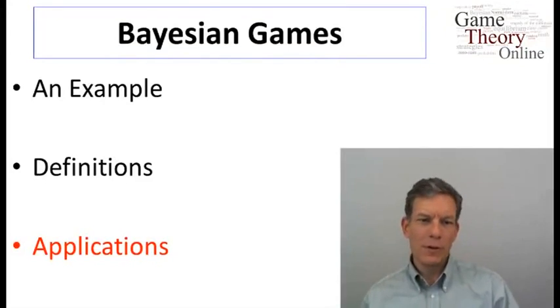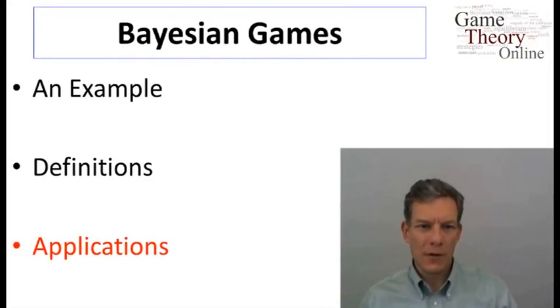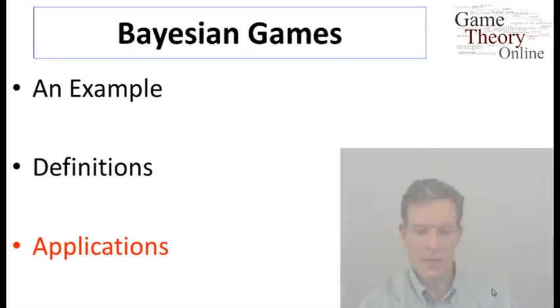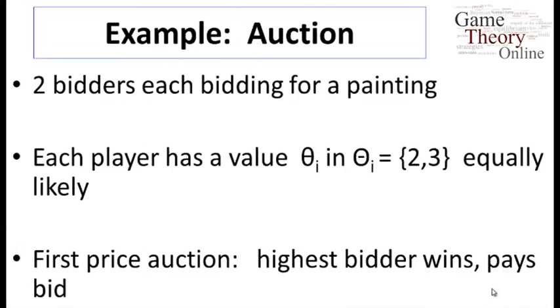Okay, so let's have a look at some applications of Bayesian games now, beyond the conflict example that we've looked at before. And one of the areas where understanding incomplete information games has made a huge impact is in understanding auctions and incentives to bid in auctions. So let's have a look.